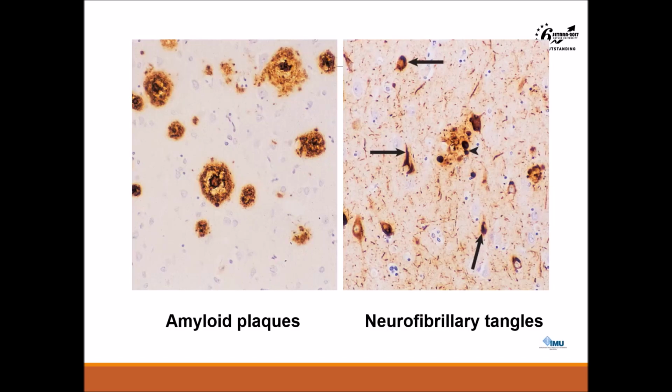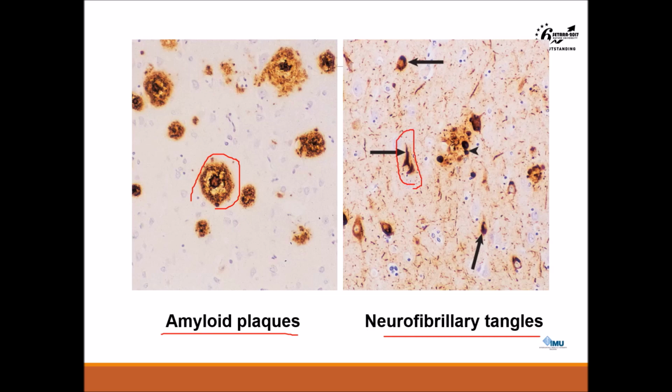These two pictures show microscopic features of Alzheimer's disease. The image on the left shows the deposition of amyloid plaques in the neuronal cells. And the image on the right shows neurofibrillary tangles, which are formed by accumulations of abnormal tau proteins, which you can appreciate here. The neurofibrillary tangles are indicated by the arrows.